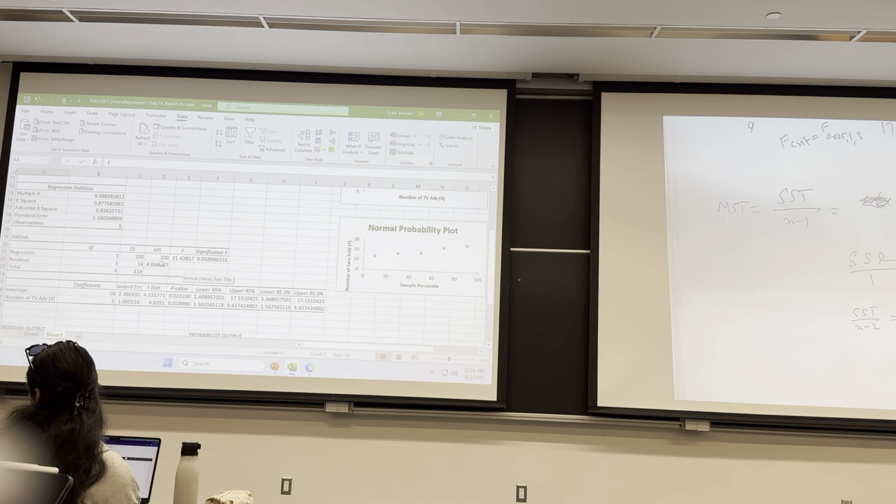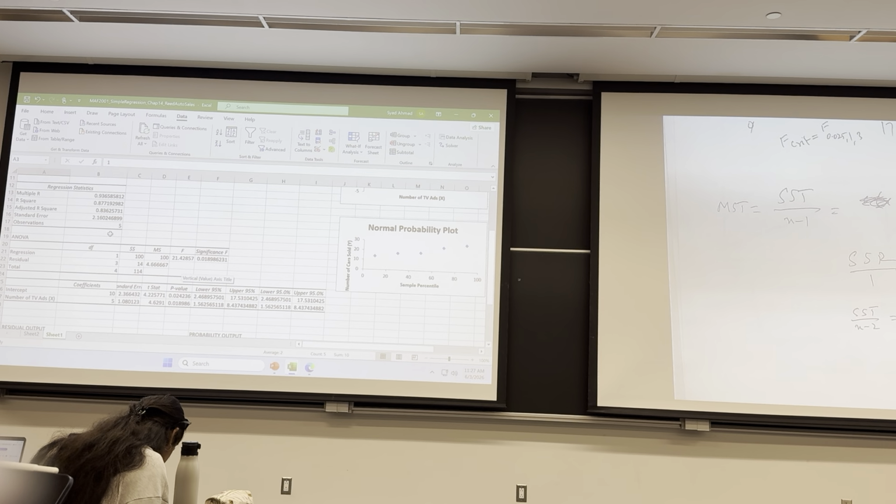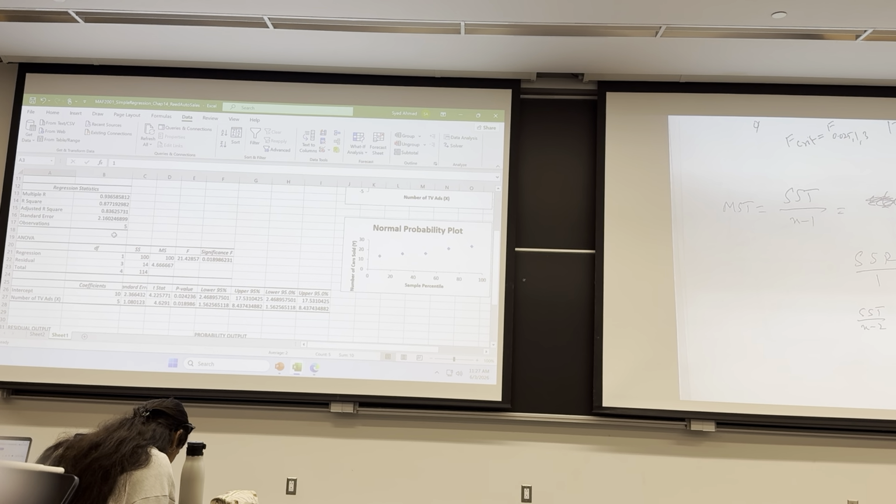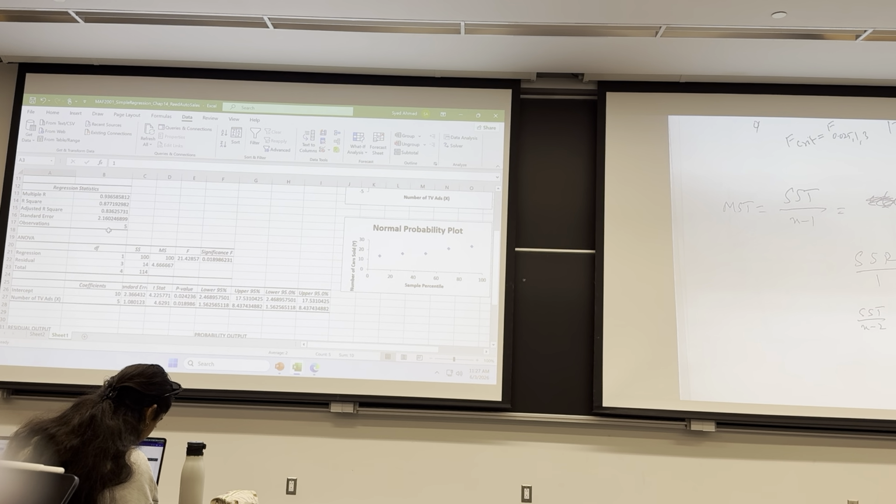This is your MSE, remember, 4.627, can you find it? And when I find the square root of that, 2.16, this is also called the standard error of estimate. 2.16. It's the measure of variation around the regression line.